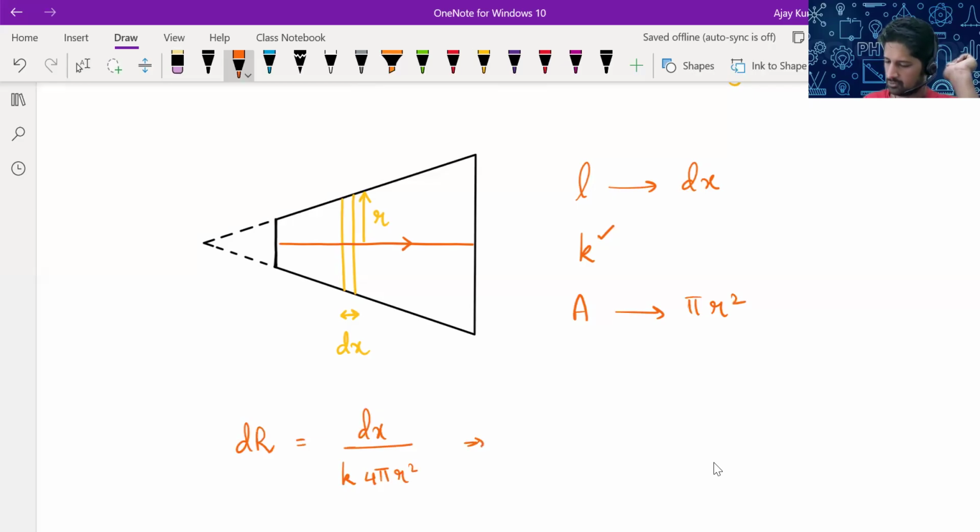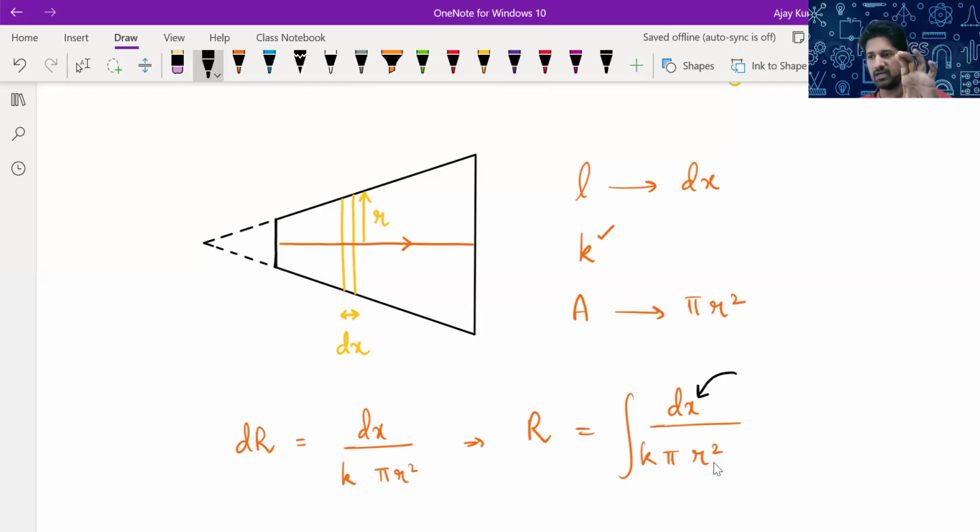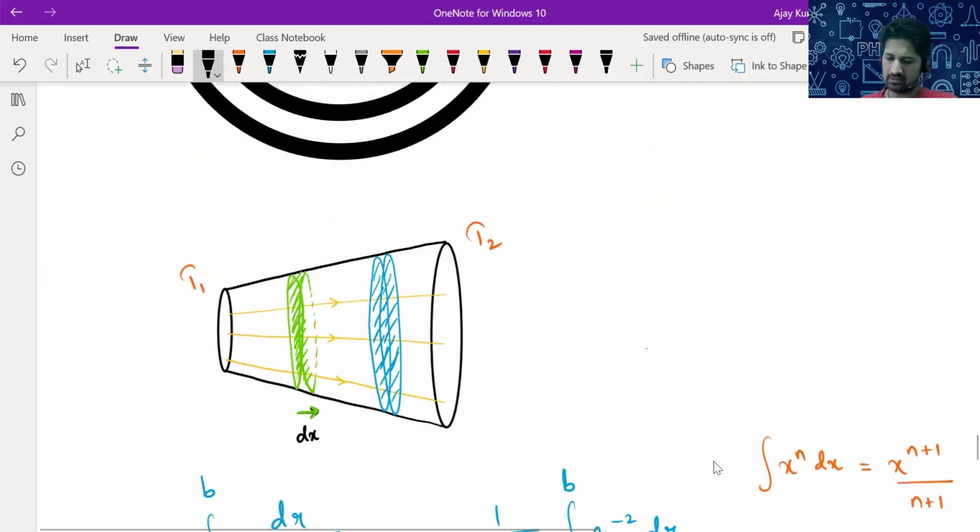What is the problem? If you want to find out total thermal resistance, you'll have to integrate this. So you'll have to integrate dx by K into... wait, why did I take 4 pi r square? Area is pi r square only, no? Yeah, K into pi r square. The problem here is mathematically again. You are integrating with respect to x, but from one disk to another disk, the radius is variable. This disk has one radius, this disk has a different radius. Small r is a variable.